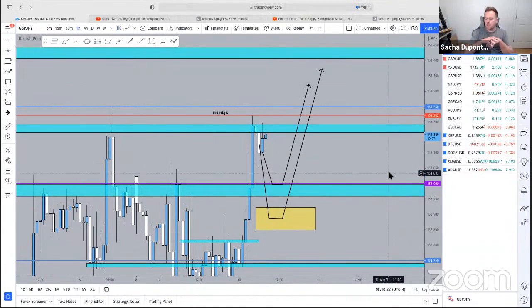Because now we're getting close to NY Open, so we should get some volume. And usually around 8:23, often you can see a push. So let's wait for that.